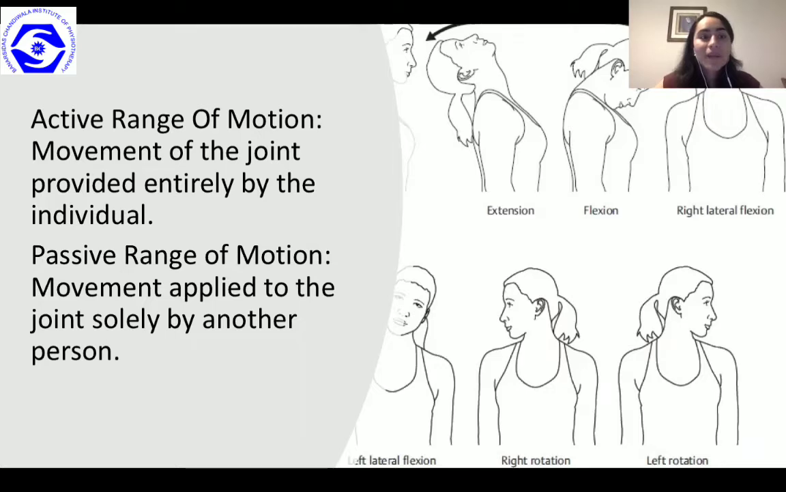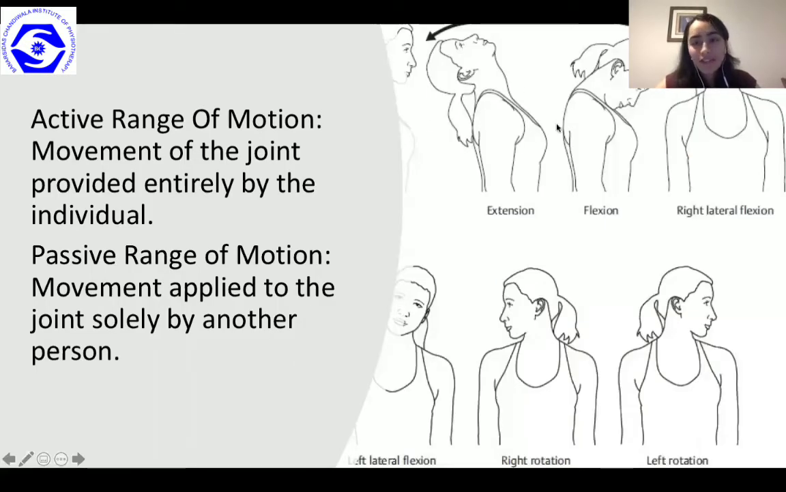So the first part is active range of motion. It is the movement of the joint provided entirely by the individual, and it comprises joint range, control, muscle power, and the patient's own willingness to perform the movement. Whereas passive range of motion is the movement applied to the joint solely by another person. In this case, it would be us, the physiotherapist, and it is used to determine the available range of motion and end feel.